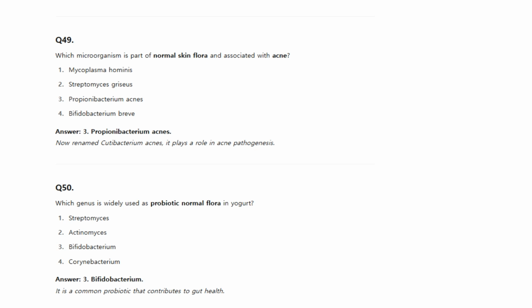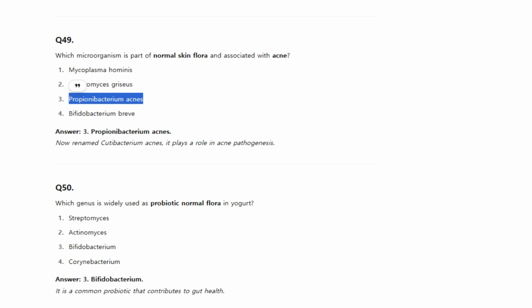Q49. Which microorganism is part of normal skin flora and associated with acne? 1. Mycoplasma hominis, 2. Streptomyces griseus, 3. Propionibacterium acnes, 4. Bifidobacterium breve. Answer 3. Propionibacterium acnes. Now renamed Cutibacterium acnes, it plays a role in acne pathogenesis.